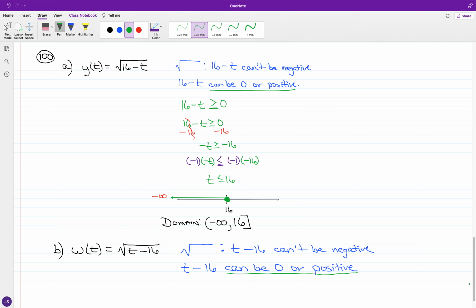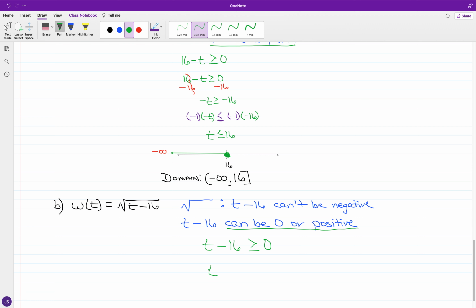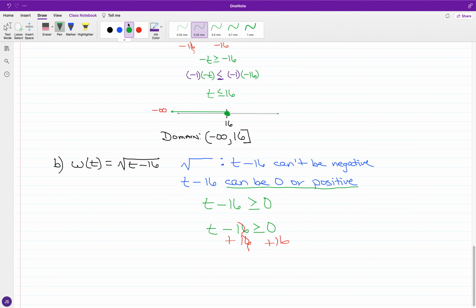Okay, just like 16 minus t earlier from part A, you had the square root of 0 and the square root of a positive. So the inequality setup will have it where t minus 16 is greater than or equal to 0. And looking at isolating t, we have upon adding 16 to both ends. And guess what? We already have the inequality solution for t. Here we have that t is greater than or equal to 16.